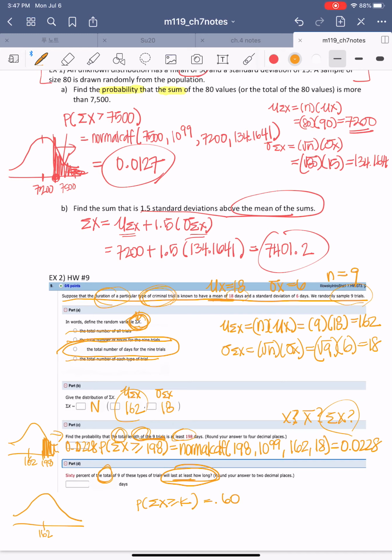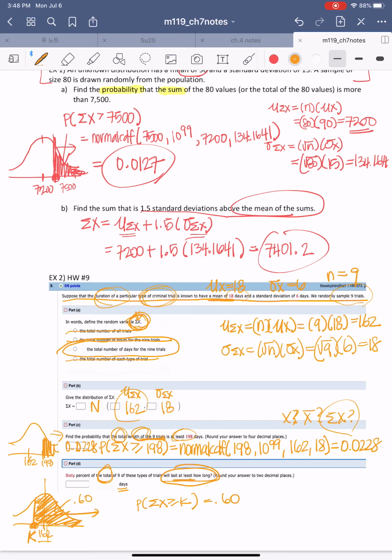So let's take a look at it. This is a halfway mark. So if I shade it in up to this 162, that's 50%, but I want 60. So I should go a little bit lower. Grab 60. So this will represent 0.60, whatever this number K is. That's what I'm looking for, the number of days. What is the number such that greater than, because at least, this one and on represents 60%.